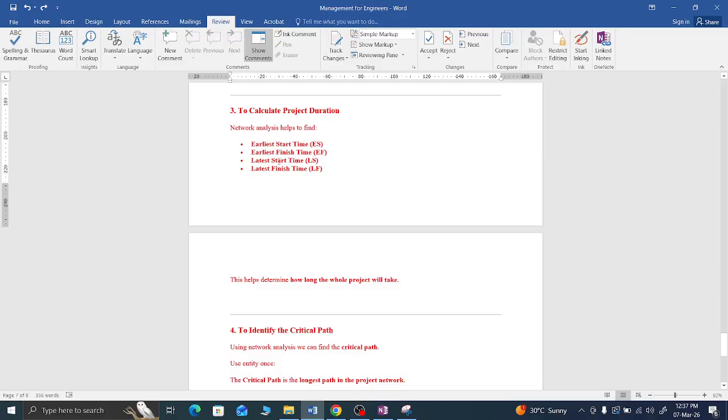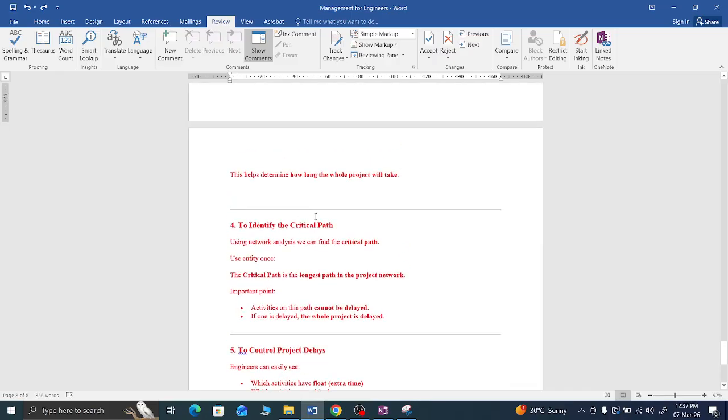Latest start time means how far we can delay and still start the activity. Latest finish time is, if we start as late as possible, the time by which we must finish that particular activity. Early start time is when we start earlier without any delays, and the earliest finish time is where we end up after the duration of the particular activity. That is the concept we are using.